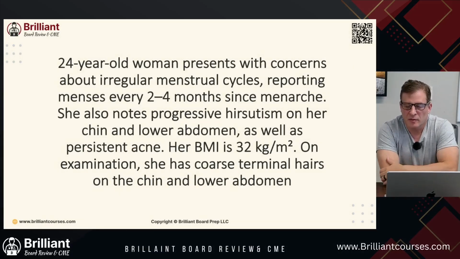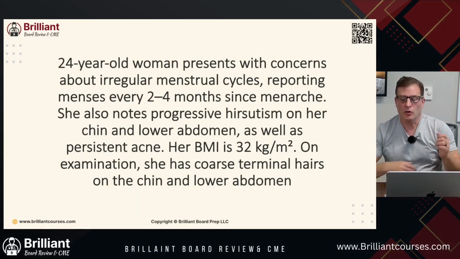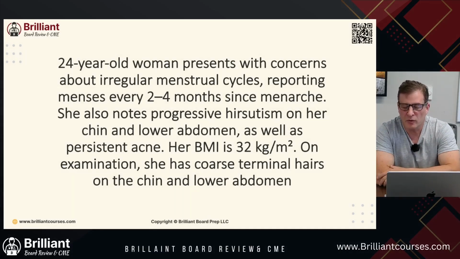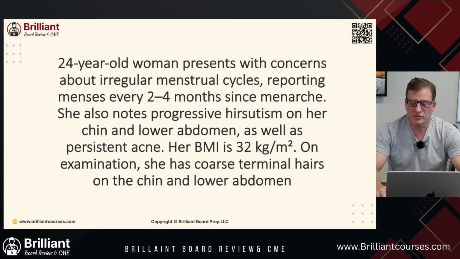This is PCOS, polycystic ovarian syndrome, which has the following 3 features. You need to have at least 2 of the 3 features: clinical or biochemical hyperandrogenism, ovarian dysfunction, typically irregular menstrual cycles, and polycystic ovarian morphology on ultrasound, or as of 2023, elevated anti-Mullerian hormone as an alternative to ultrasound.